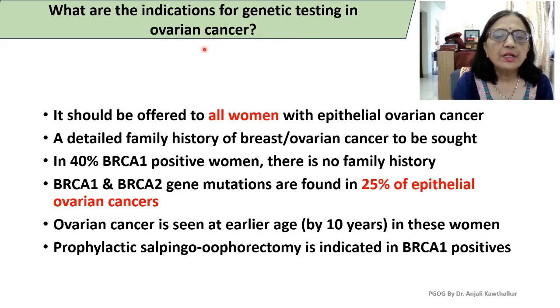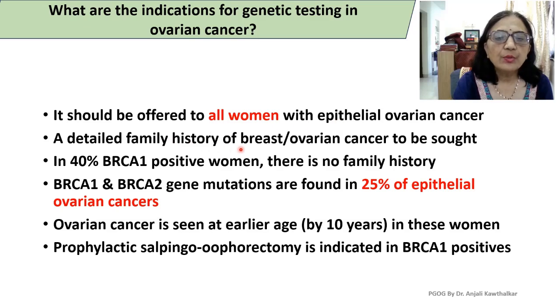What are the indications of genetic testing in ovarian cancer? More and more, whenever we go for recent advances in all the malignancies, such as endometrial cancer, ovarian cancer, there is more and more emergence of genetic testing, and the reason is it is also helping us in catching the carriers in the family members and prophylactically treating them and preventing the cancer in those younger women, as well as it helps us in management. So whether we should do genetic testing in all the ovarian cancers, yes, your answer should be it should be offered to all women with epithelial ovarian cancer.